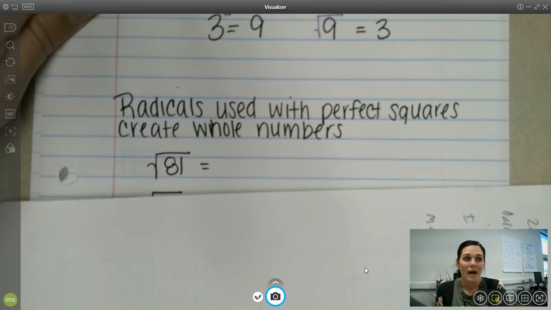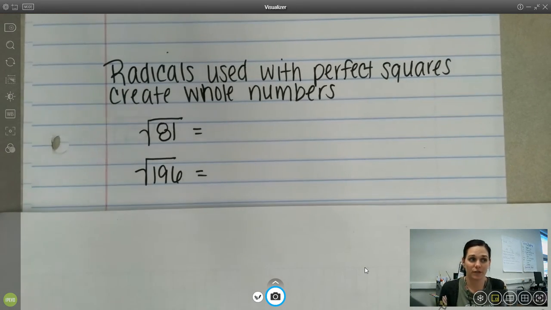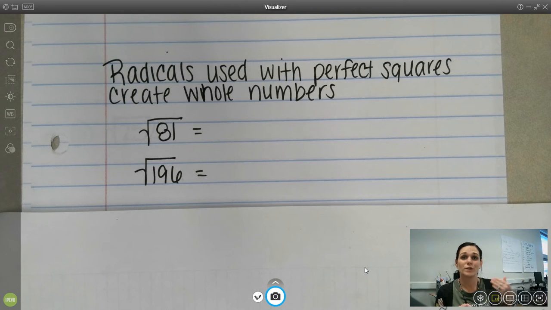Okay? Radicals are typically used with perfect squares. Okay, so 1 times 1, 2 times 2, 3 times 3, 4 times 4, 5 times 5, and so on and so forth. All right, so we need to recognize these perfect squares first.